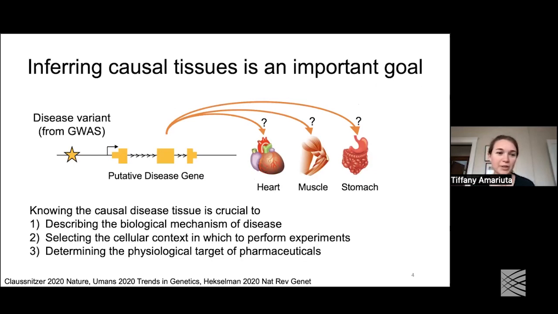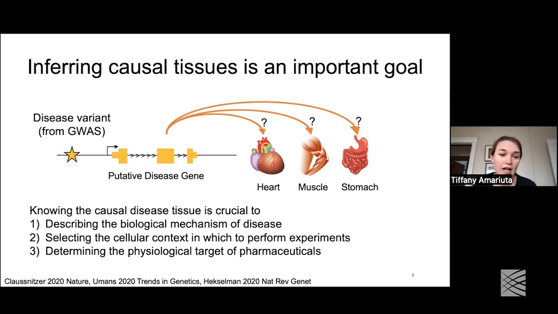So let's imagine we have a disease variant that we identify from a GWAS. Most of the times, this variant does not even lie within an exonic region of a gene. And so it might be very hard to link this variant to a relevant gene. But let's say it is nearby to a gene. We still have to ask the question, what is the effector tissue of the disease effect? This is not a very straightforward question, but is really, really critical to understanding the underlying genetic mechanism.